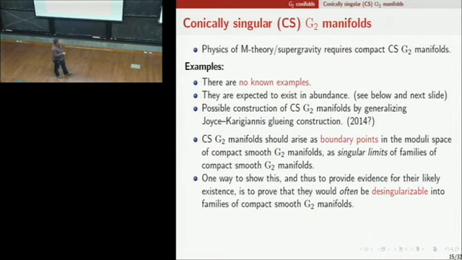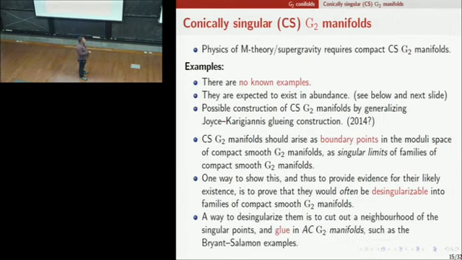But why should they arise as boundary points? One way to show this, which would give evidence that these CS G2 manifolds likely exist, is to show that if you did have one, even though we don't have any examples yet, you should always or often be able to desingularize it into a one-parameter family of compact smooth G2 manifolds, which is converging to this conically singular object in some way. If we could show this, that would give evidence for their existence.